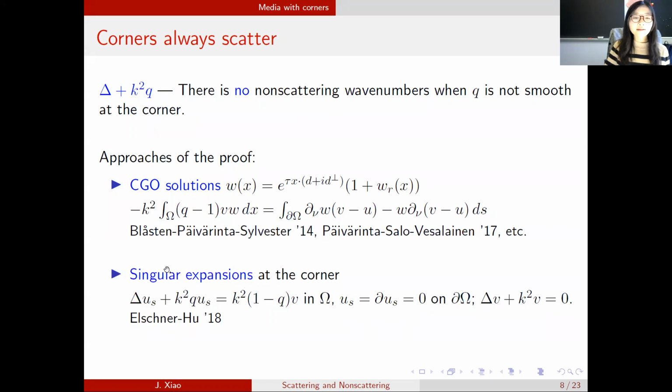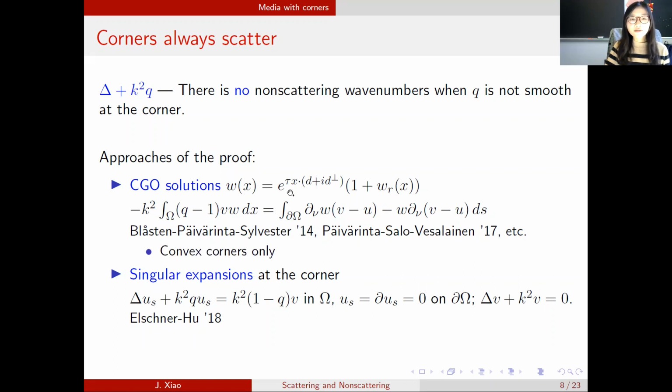So the advantage of the second approach is that this works even when Q minus 1 vanishes at the corner, as long as Q minus 1 doesn't vanish up to some order. And also it works for general types of corners, say concave or convex corners.